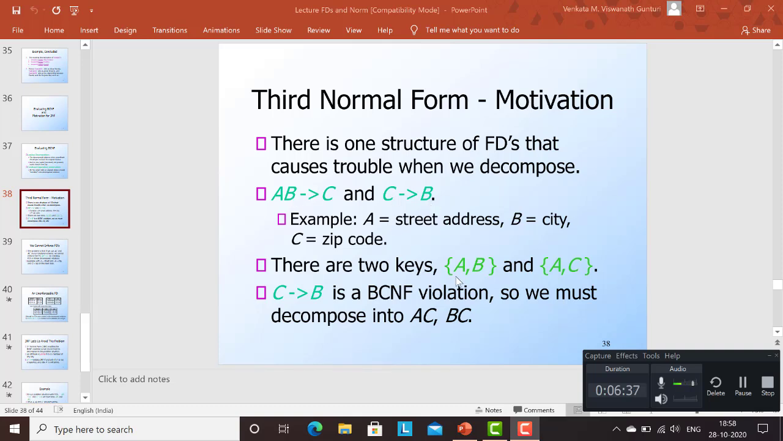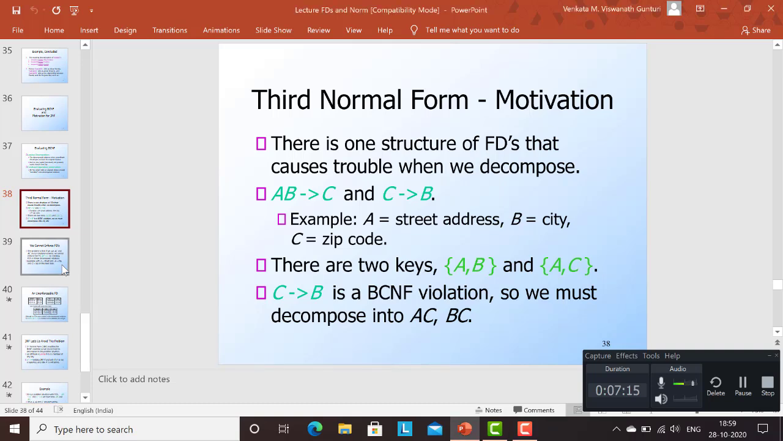So in a case like this, you have two keys. Either AB will become a key because the closure of this will have all the attributes, or AC can also be a key, right? Because the closure of this will also contain all the attributes. Now if you go with the BCNF definition, this particular FD, C implies B, causes a BCNF violation, right? So therefore, we decompose the relation, and with just two attributes and one FD, you end up with a case like this, AC and BC, right?